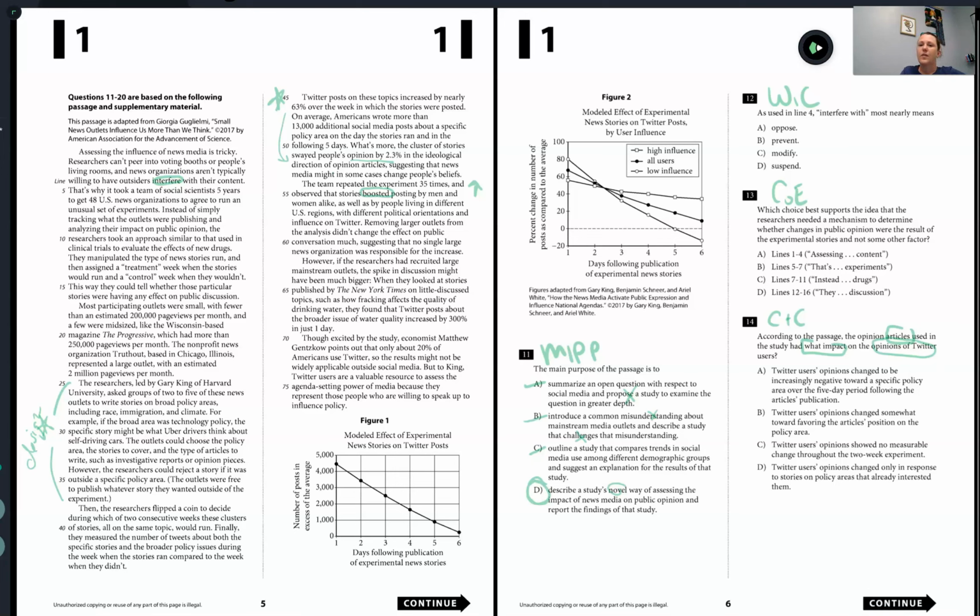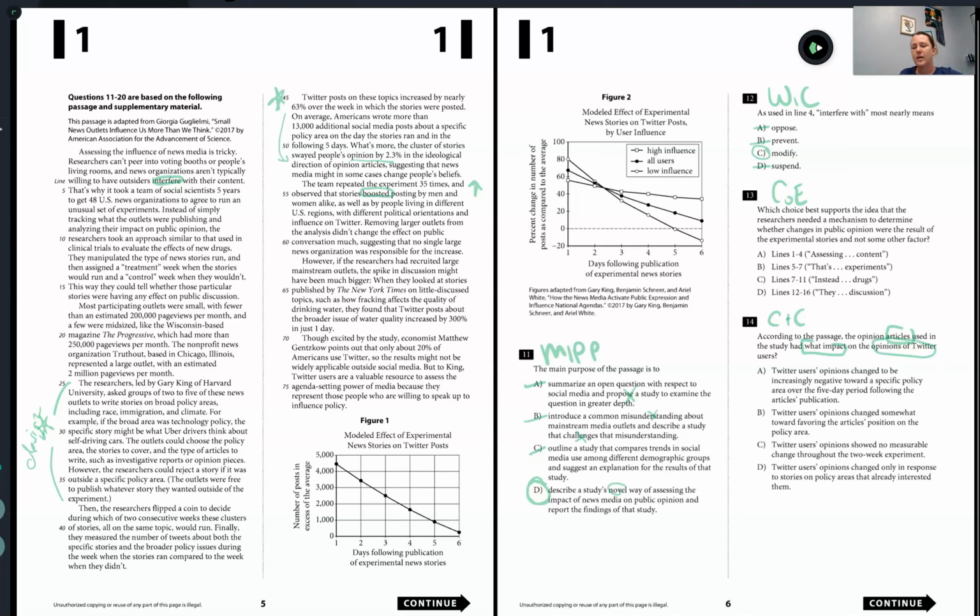Number 12, the word interfere with. So we kind of said we're talking about news organizations and they don't want people messing with or changing or altering their content. And so it's not opposing, it's not going up against, it's not preventing them from publishing it, it's changing it. So modify feels the closest to that. Suspend means to stop.